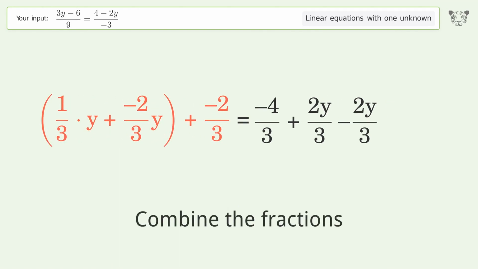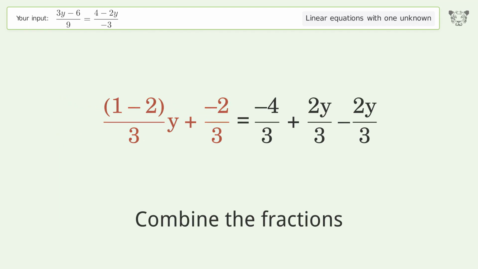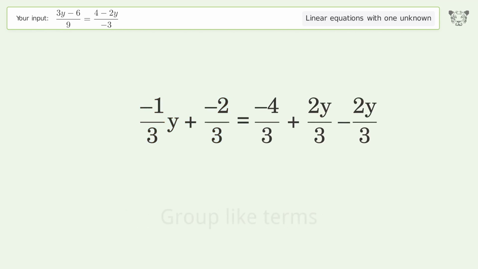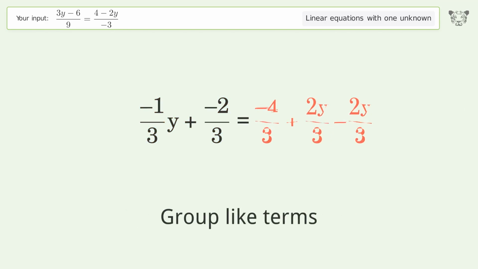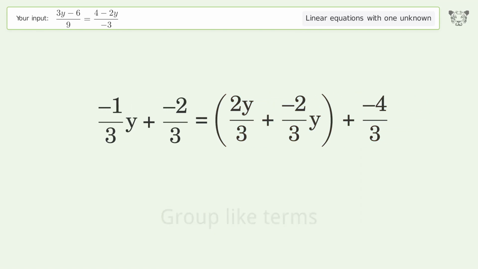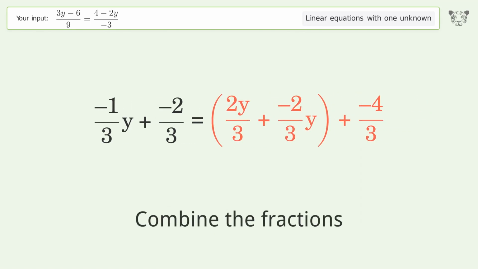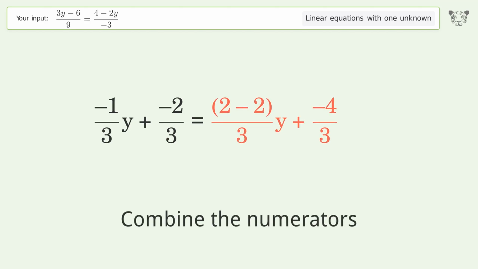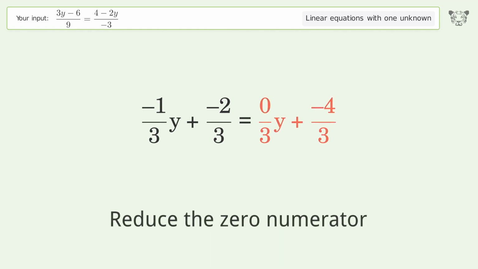Combine the fractions. Combine the numerators. Group like terms. Combine the fractions. Combine the numerators. Reduce the zero numerator.